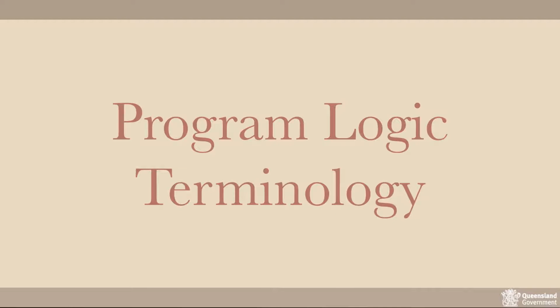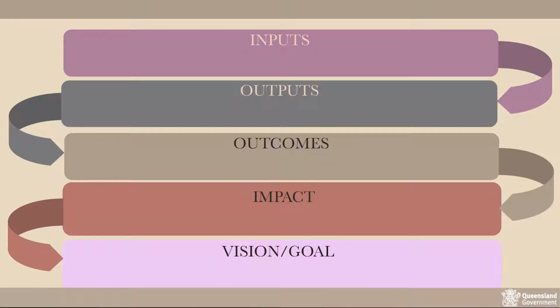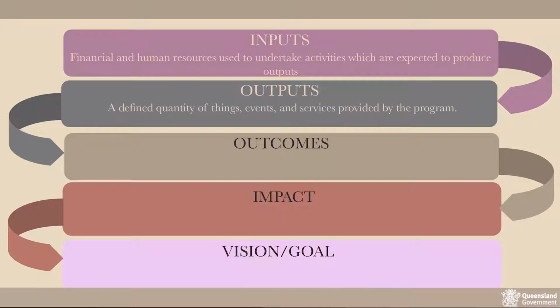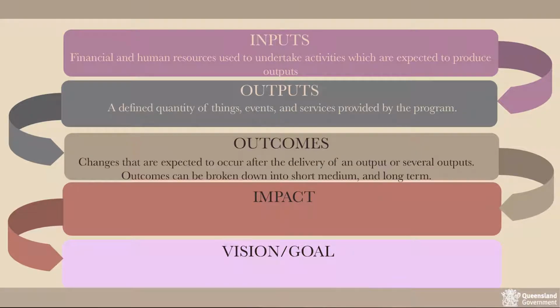Program logic terminology. Inputs: financial and human resources used to undertake activities which are expected to produce outputs. Outputs: a defined quantity of things, events, and services provided by the program. This includes activities. Outcomes: changes that are expected to occur after the delivery of an output or several outputs. Outcomes can be broken down into short, medium, and long term.